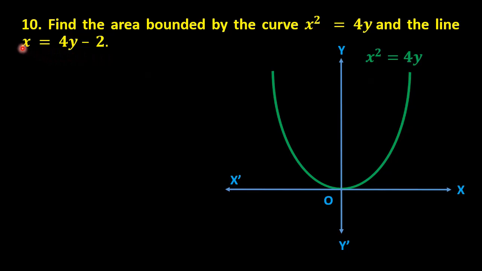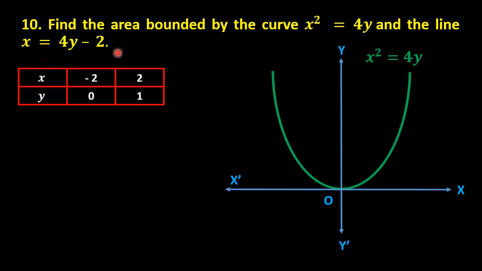Now second, we have to plot this line. In order to plot the line, we need 2 points. So here I have calculated the 2 points. First, by putting y equals 0, x equals minus 2, so minus 2 comma 0 is the first point. And when I put y equals 1, x equals 4 minus 2, which is 2. So 2 comma 1 is the second point.